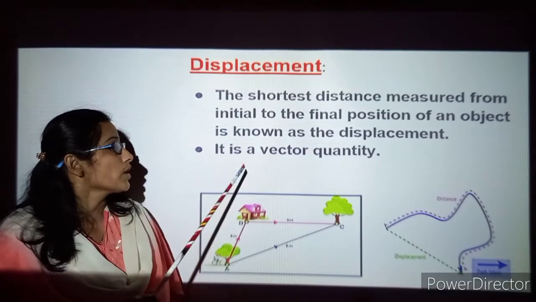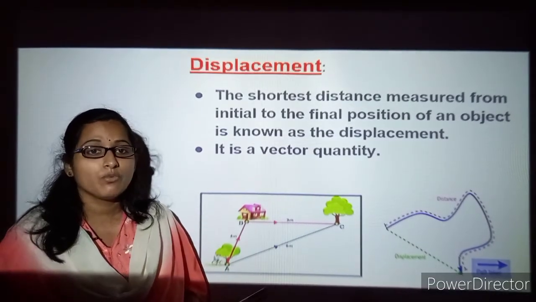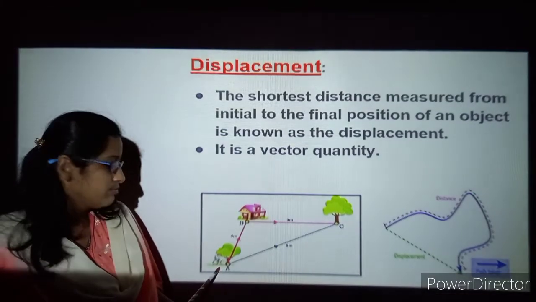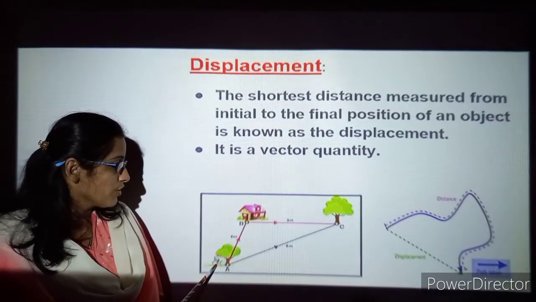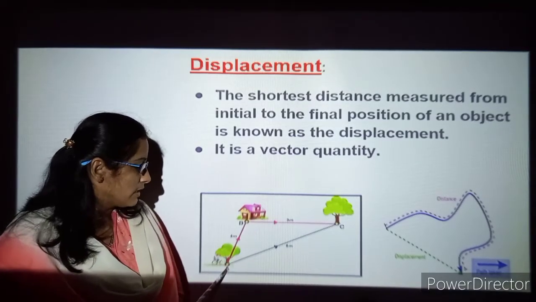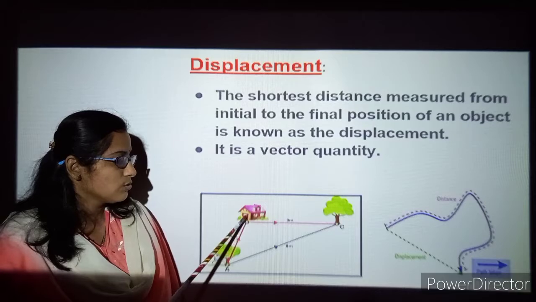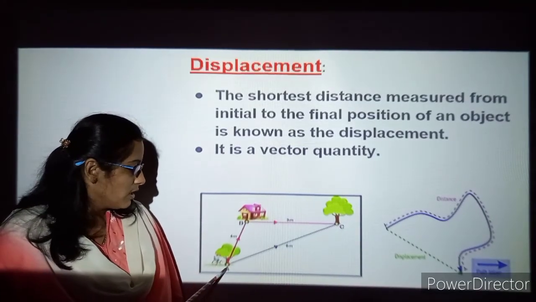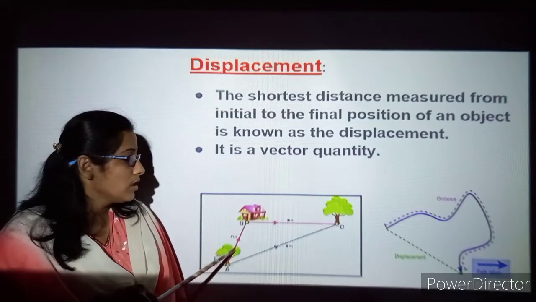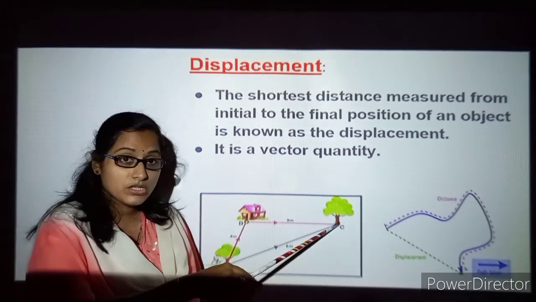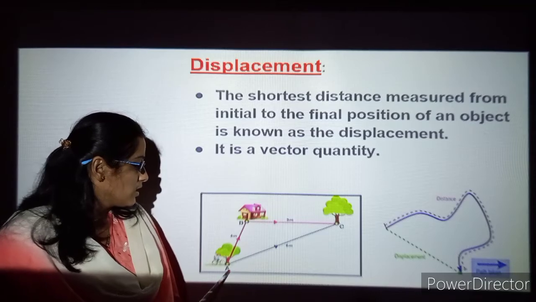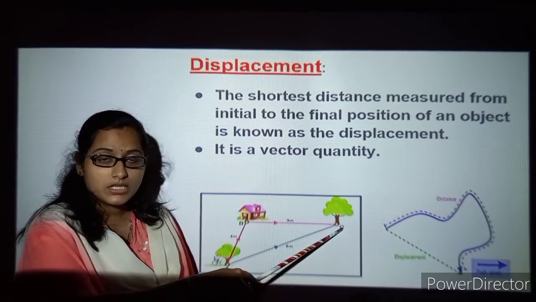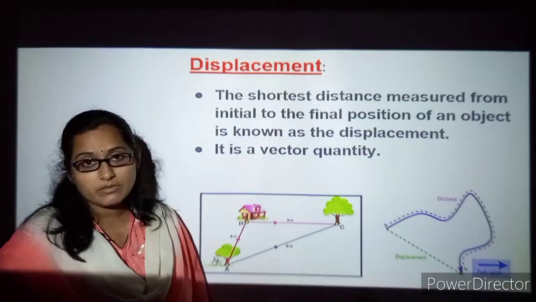So this is used as a vector quantity. So the person here, you can see a boy, he wants to reach the tree. Either he can go from here to the house, then to the tree. So if he is going from this point A to the house and then to the tree, it is distance traveled. But the shortest distance from A to C, that is this tree, is known as displacement.